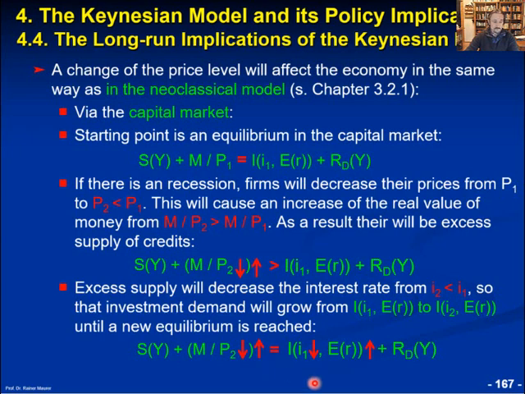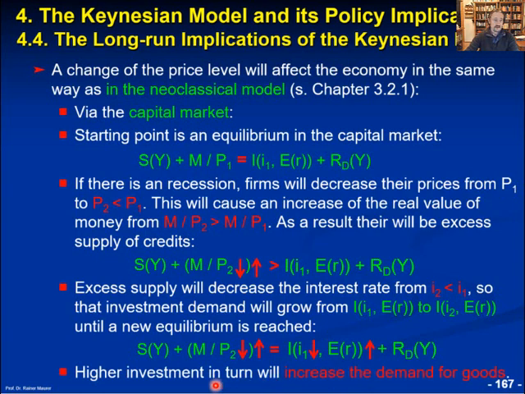But now we have a larger investment credit demand, and firms will use these additional credits to buy investment goods. Consequently, this adjustment of the capital market will now affect the market for goods.